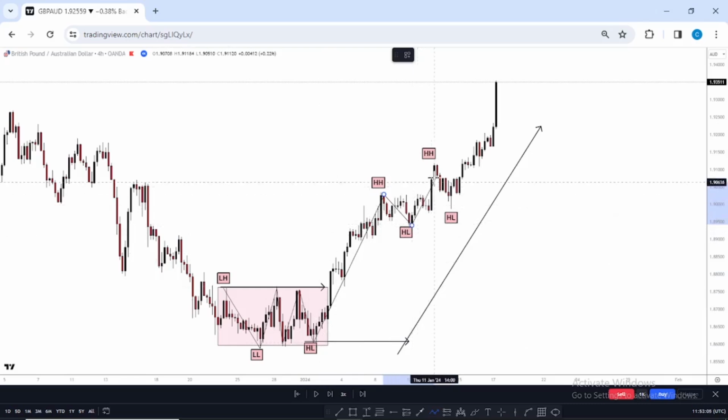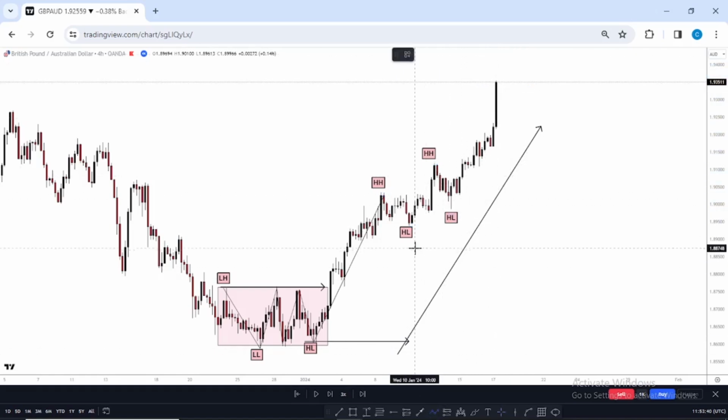So after price created this higher high, what were we expecting price to do? We're expecting price to create a new higher low. You get me? After this higher low is created, what are we also expecting price to do? To create a new higher high, higher low, higher high, higher low, so on and so forth. You get what I mean?